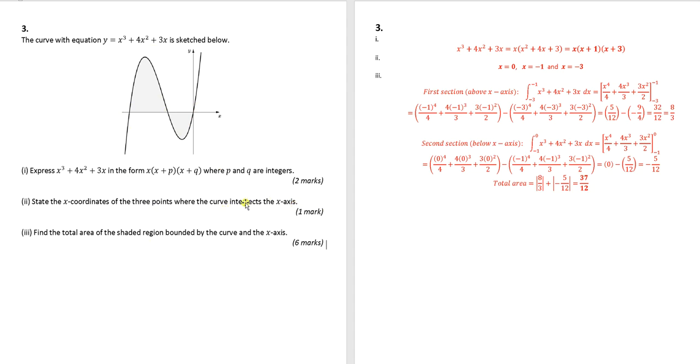And that's where part 2 comes in. All of that is, in fact, scaffolding. It's to help you with the next part of the question. Find the total area of the shaded region bounded by the curve and the x-axis. And to be honest, a new spec exam question might well just jump straight in at part 3 here and ask you for the total area.